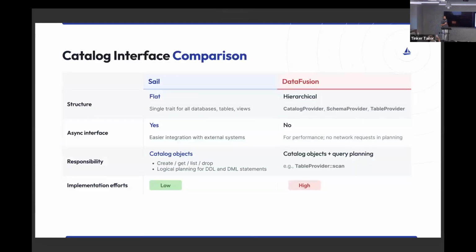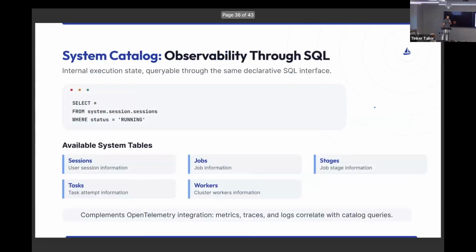If we're going to compare, Sail and DataFusion's catalog interface is really designed for performance. And that's why there's no async interface, at least there was no async interface when we wrote Sail's catalog interface. If that changed, let me know. But Sail's catalog interface does have an async interface, and so the implementation effort on our end is a lot lower because performance is not our focus for the catalog interface. While in DataFusion, query planning is involved, and so there's really heavy integration.